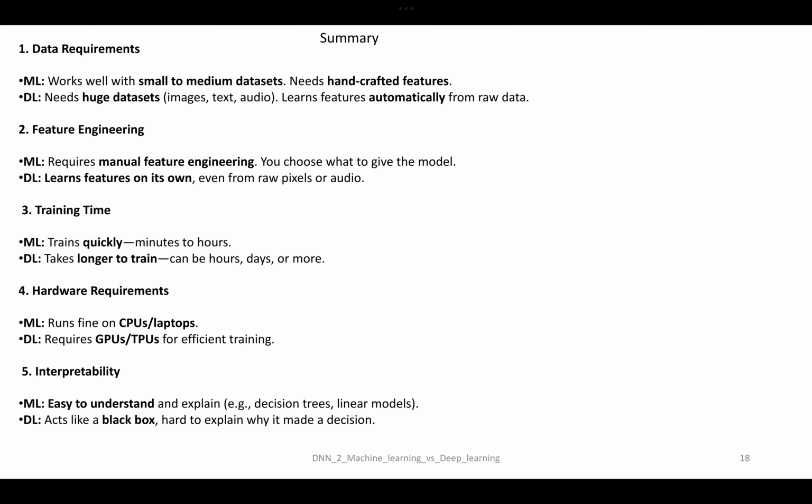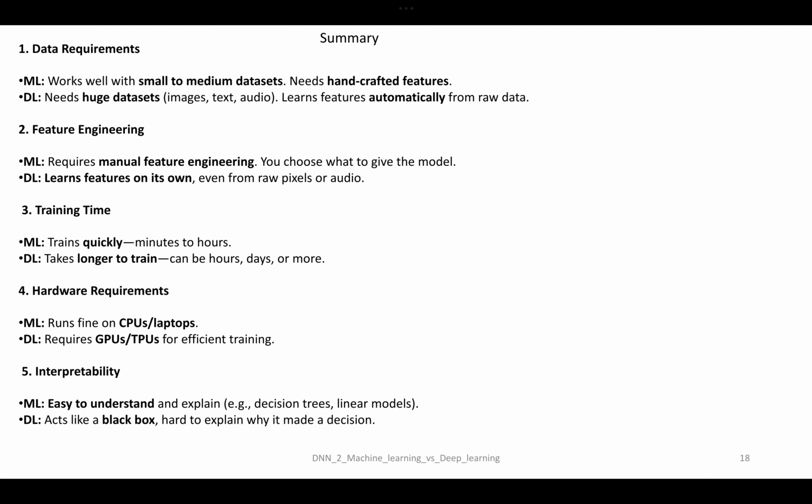Training time: machine learning trains quickly, minutes to hours, but deep learning takes longer to train, can be hours, days, or even more. Hardware requirements: machine learning runs fine on CPUs and laptops, but deep learning requires GPUs or TPUs for efficient training. Interpretability: machine learning is easy to understand and explain, since we don't have many complex patterns there. We have only decision trees and linear models. But in the case of deep learning, it acts like a black box. It's hard to explain why it made a decision.